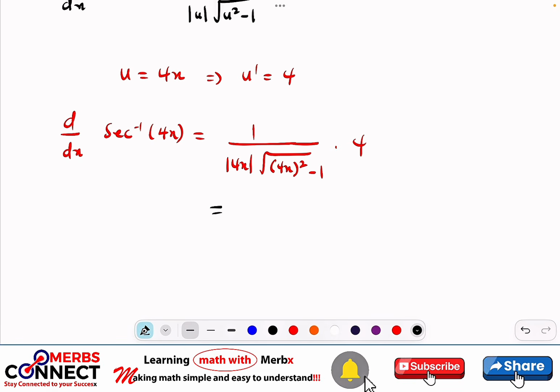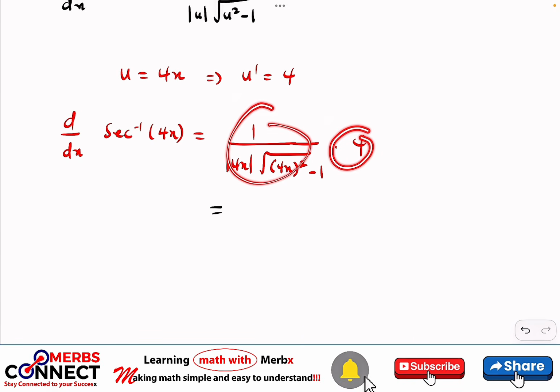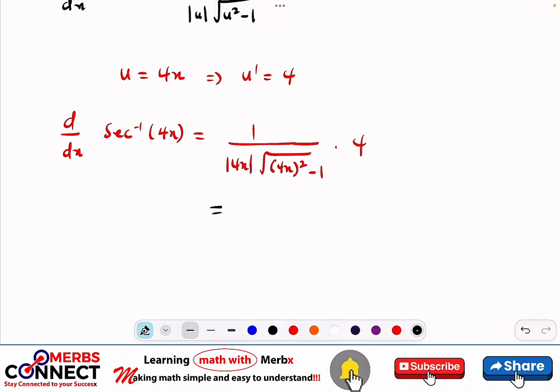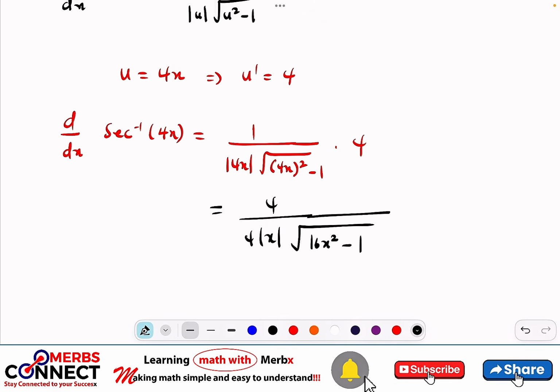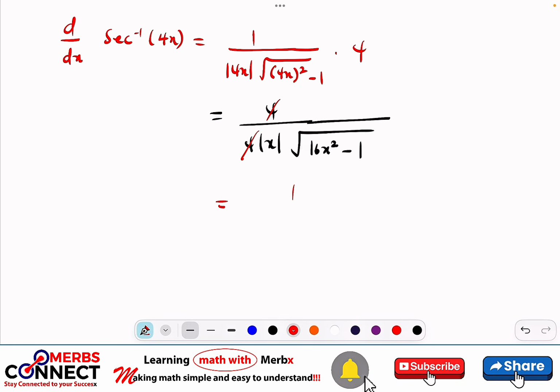Since we are multiplying this by this, 4 times 1 will be 4. So this is going to be 4 divided by 4 absolute of x square root of, now 4 squared is 16 and x squared is x squared minus 1. Now we can take care of the 4 and we are going to have 1 divided by absolute of x square root of 16x squared minus 1. So let's go through the options.